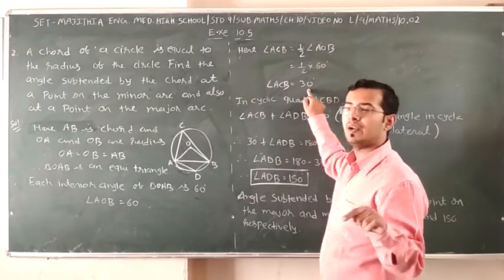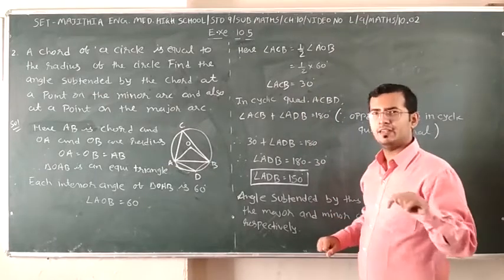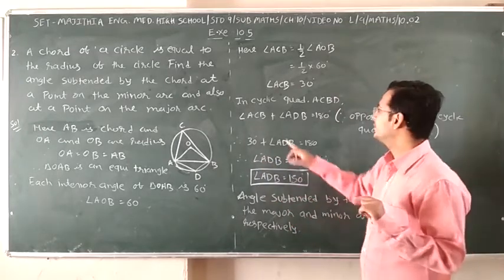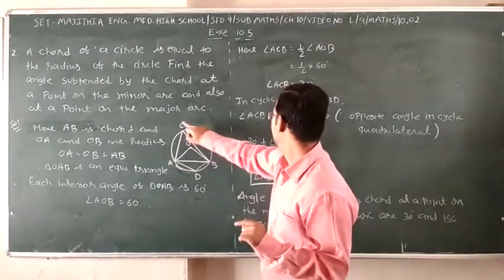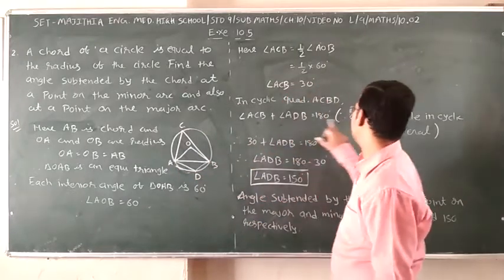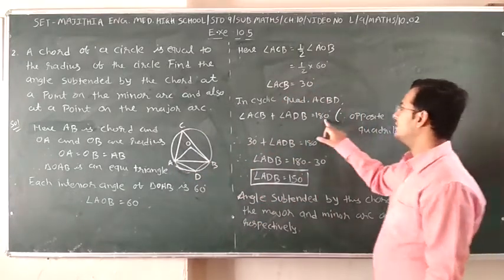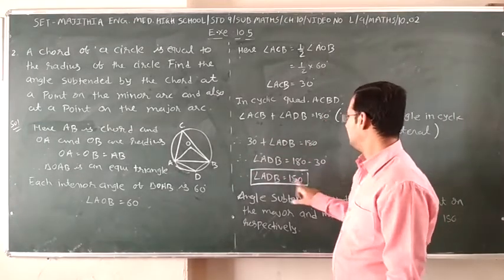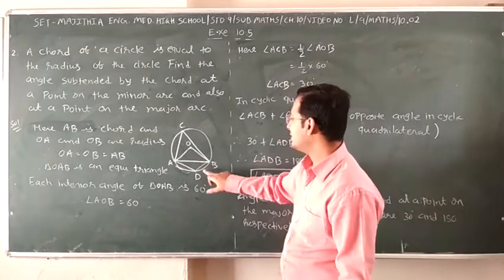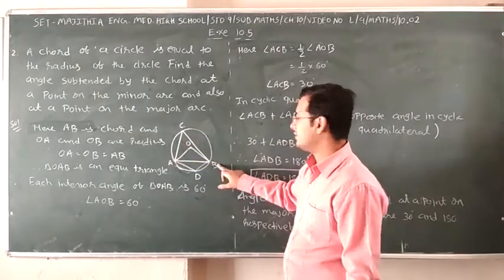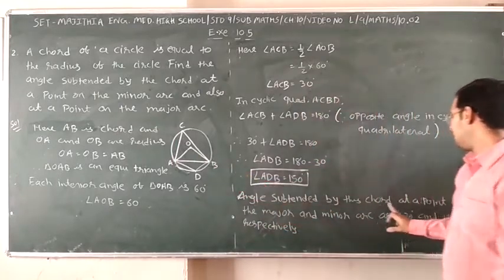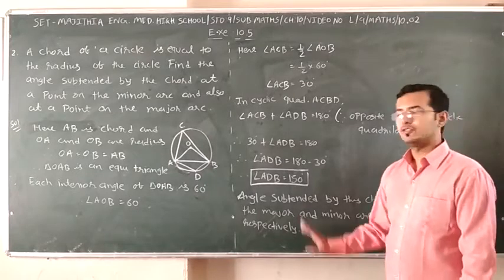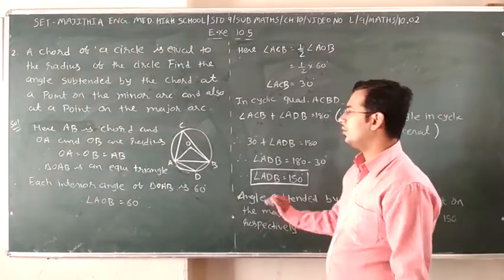Now in theorem 10.11 on cyclic quadrilaterals, the sum of opposite angles of a cyclic quadrilateral is 180. So ACB plus ADB, the opposite angles in the cyclic quadrilateral, is equal to 180. ACB is 30, so ADB is 150. Here ADB is on the minor arc and ACB is on the major arc. So the angles subtended by this chord at points on the major and minor arcs are 30 and 150 respectively. That is your final answer. Note it down.